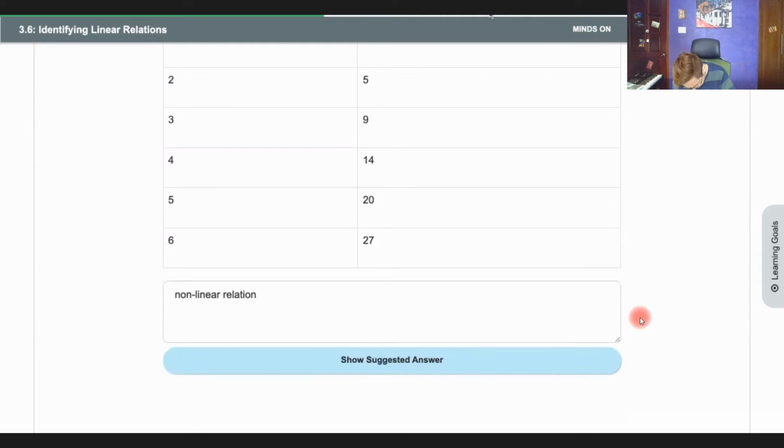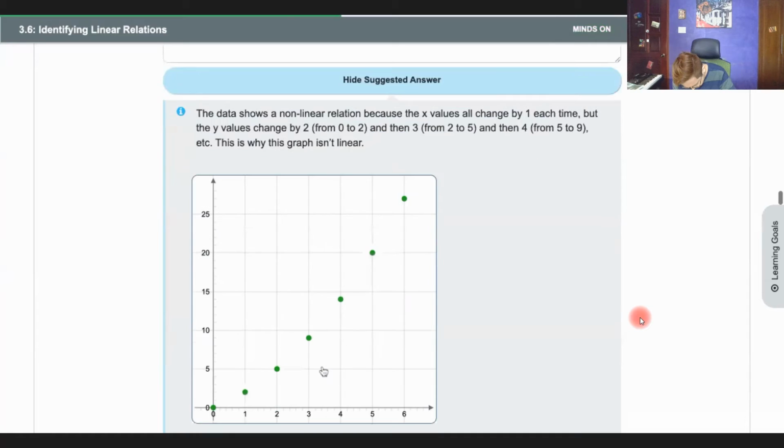This is the non-linear relation. So it starts from 0.